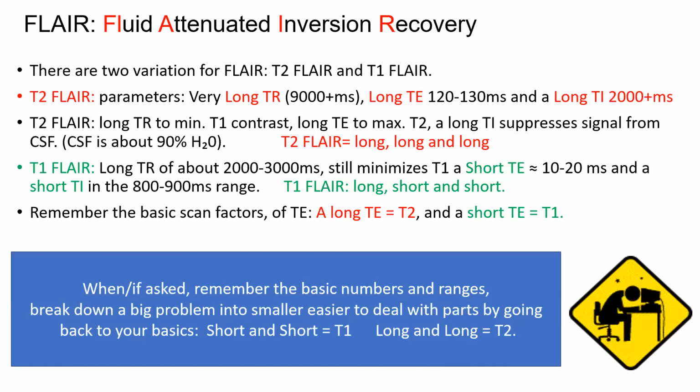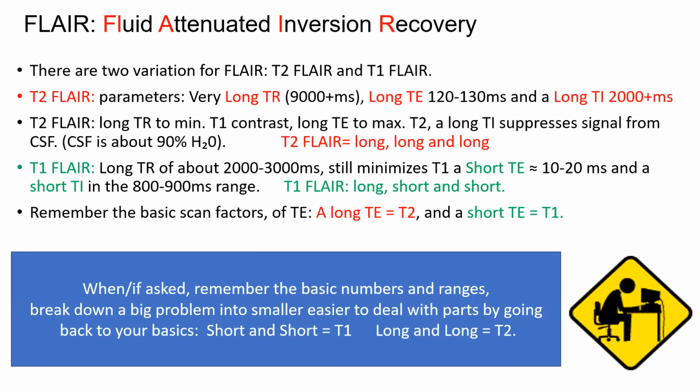Now T1 FLAIR. Well, long TR because we have to accommodate that long TI, but we're going to use a short TE. So that doesn't change. Go back to spin echo land. Short TE takes away T2 contrast, so we're going to get a better T1. Okay, so T1 FLAIR is long, short, and short. Don't be like this guy banging his head on the screen. Don't do that. Okay, so just remember when asked, remember your basic ranges or that basic principle.